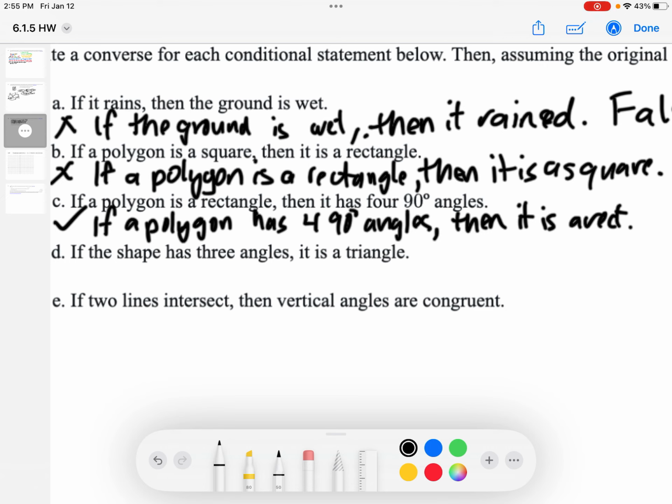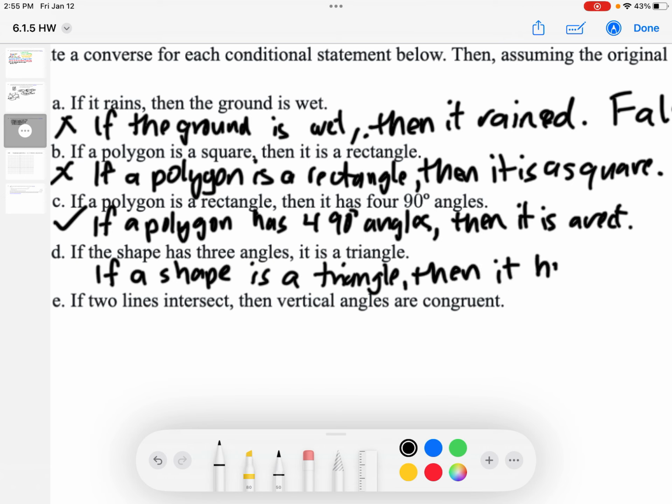All right, if the shape has 3 angles, it is a triangle. All right, let's flip these. If a shape is a triangle, then it has 3 angles. Is that always true? Yep, every triangle has three angles. Okay, now we're going to swap these.